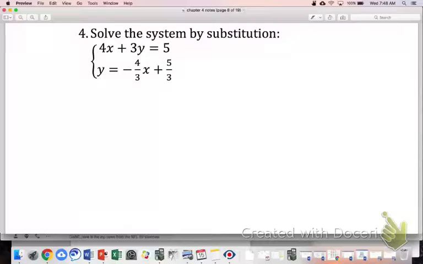Number 4, the instructions say solve the system by substitution. And so what I thought we could do is remember a little bit about this from the very basic building blocks. So I want to ask you guys a couple of questions. Question number 1, can anybody explain what is a system of equations?